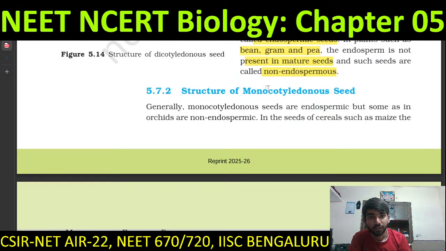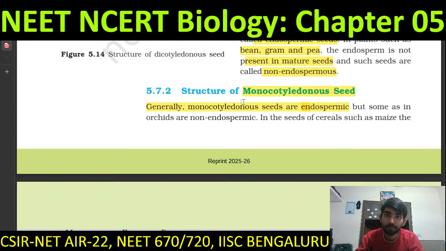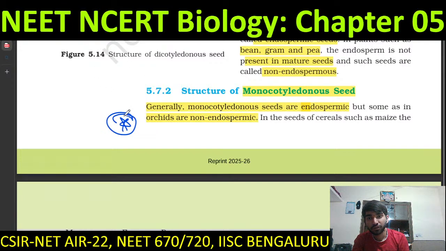Coming to the monocot seeds. So monocot seeds are endospermic in nature. This you should remember. You are asked to do a match the following between endospermic and some species of different families, then you should be able to understand which of them will be belonging to the monocot families and the dicot families, and based on that, you should be able to understand whether they are endospermic or non-endospermic. Imagine orchids are non-endospermic, so this is kind of exception, and this you should also remember.